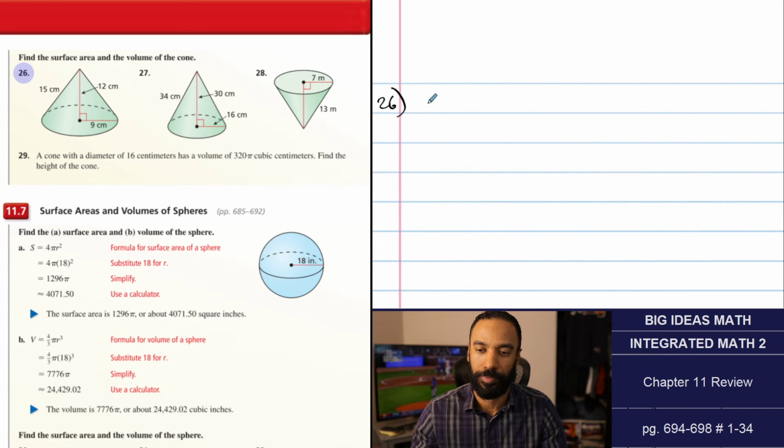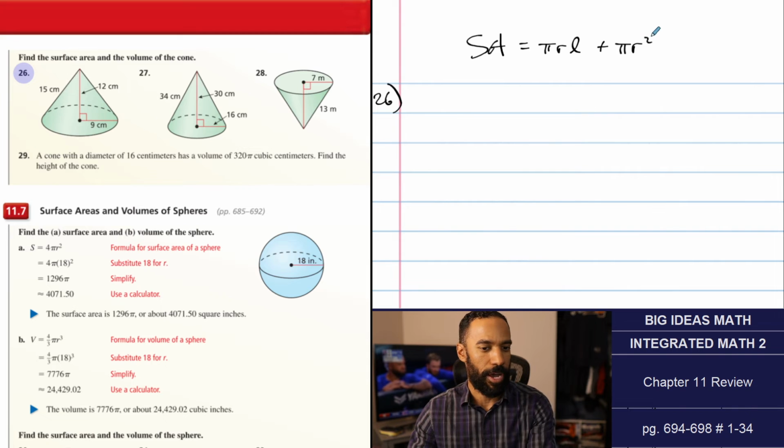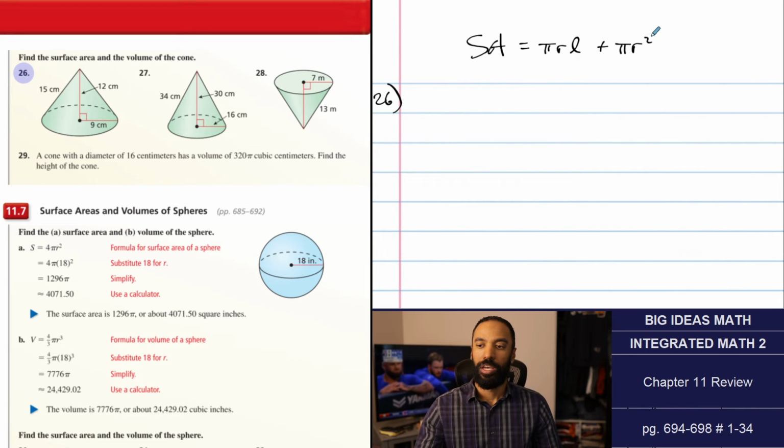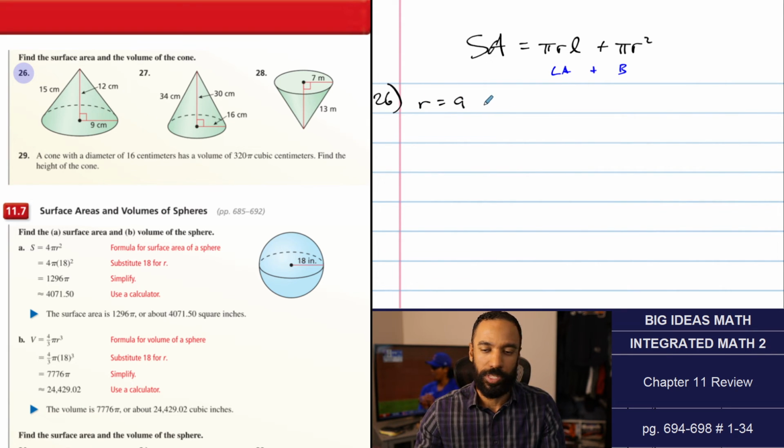Number 26. So for surface area, let me write this up here. Surface area is pi rl plus pi r squared. I always write it differently than they do. I focus on the pi rl a little bit more because sometimes in composite figures, which they haven't done any of, sometimes that base area can be covered. And I really want to emphasize the lateral area first. This is the lateral area plus the base area. So the radius is, for number 26, 9 centimeters.